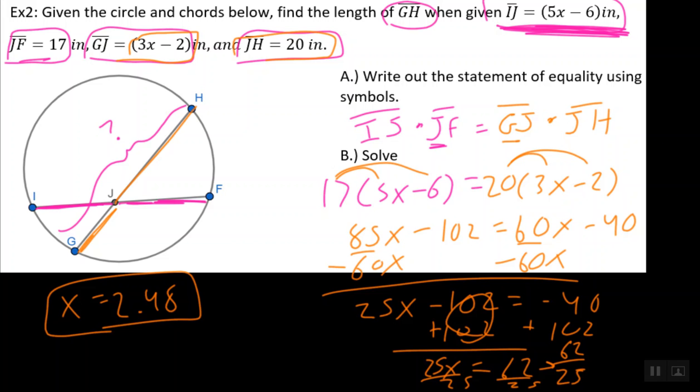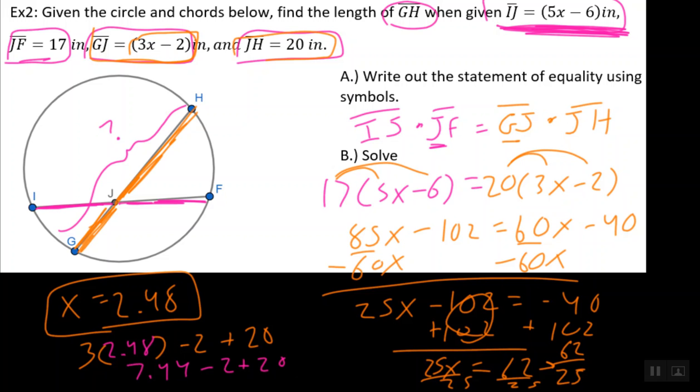We were searching for this line right here, GH. So what are we going to have to do? Well, we're going to have to plug x into GJ, this part right here, into that 3x minus 2. And then not only that, we're going to have to also add on the other part, JH, which is 20. Okay, so let's plug in that 2.48 and see what we get. Okay, 3 times 2.48 will be 7.44 minus 2 plus 20.